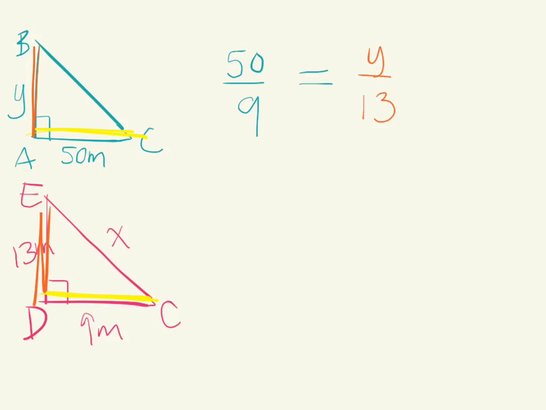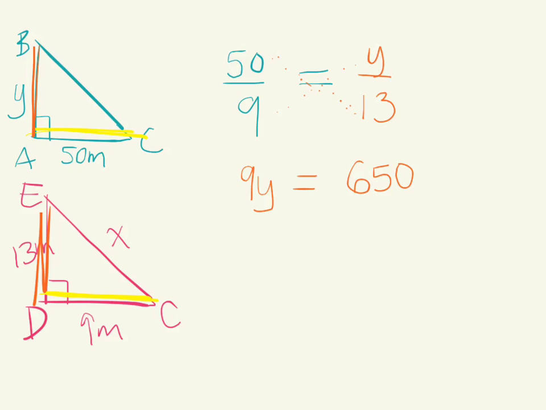Both of these ratios must be equal because the triangles are proportional. So the corresponding sides must have equal ratios. So we're going to cross multiply and solve for y. 9 times y? 9y. And 50 times 13 is 650.